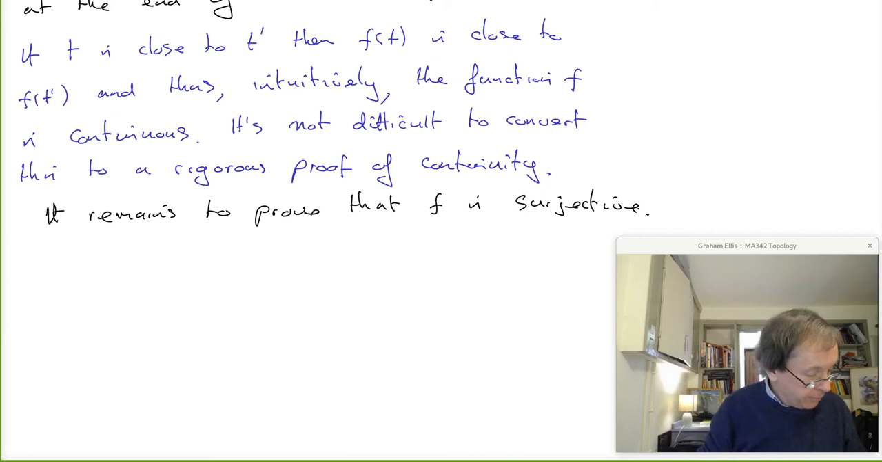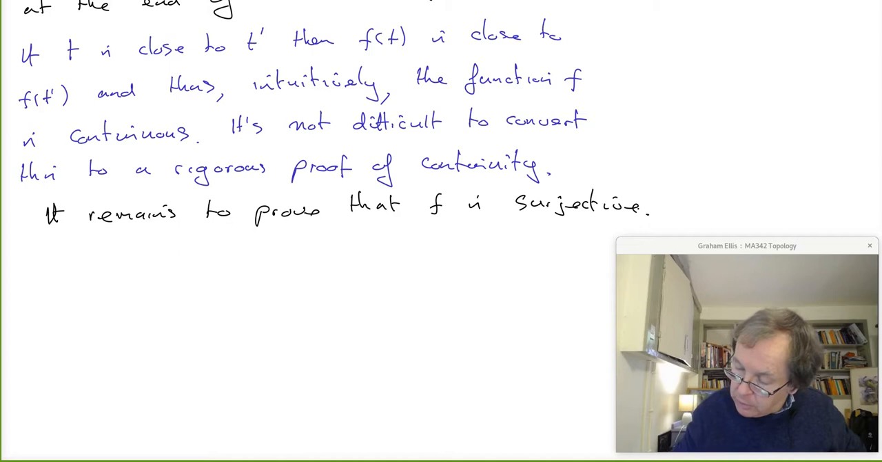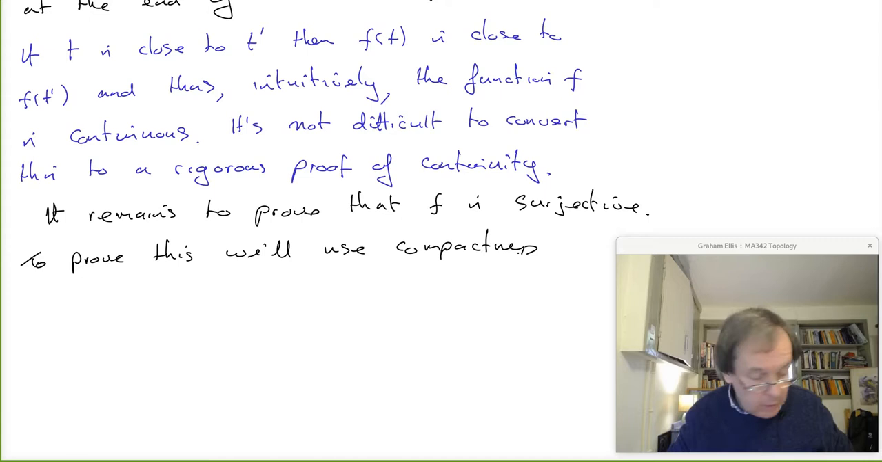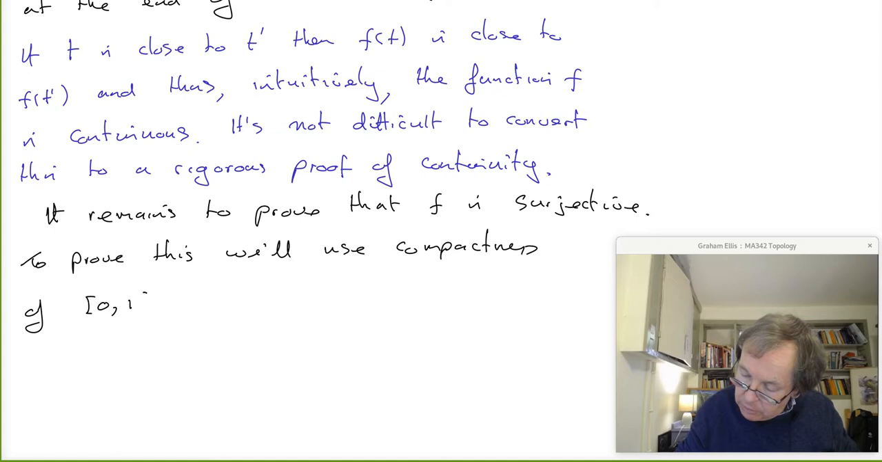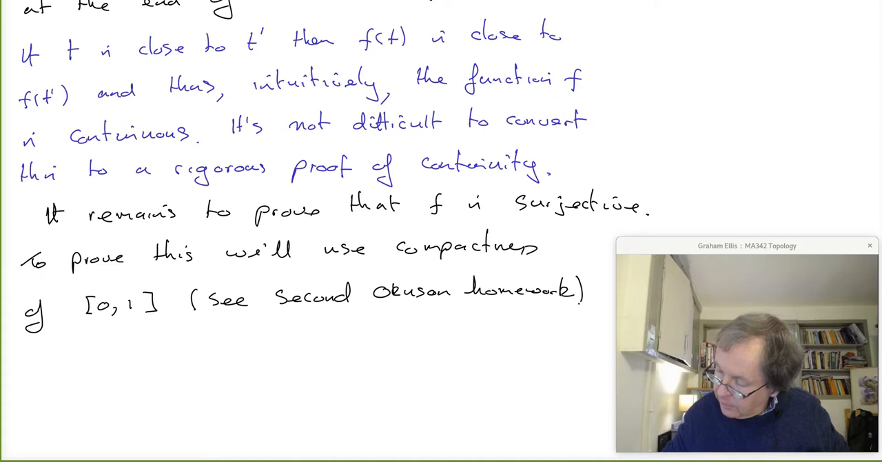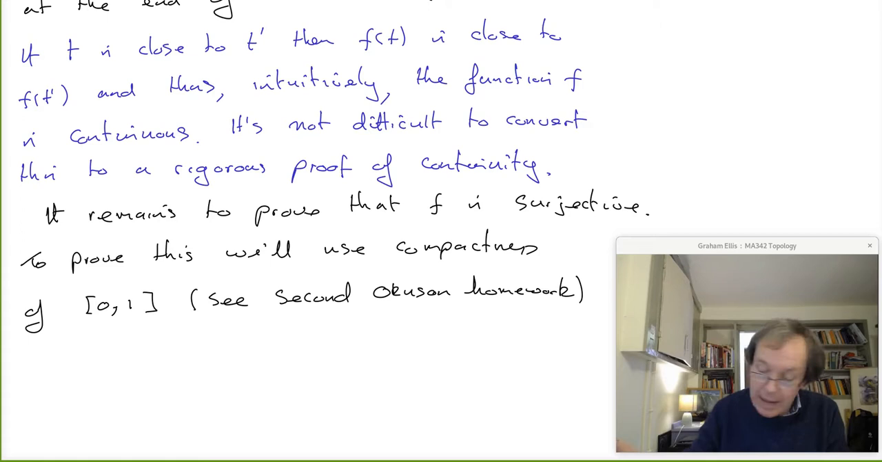Now, how do we prove that? To prove this, we'll use compactness of the interval from 0 to 1. Yeah? So compactness occurs on homework, because that's all about a proof of that. So you'll have done that for homework. So that's quite a demanding proof. But we'll use that and some more results which I'll have to introduce, and some related results.